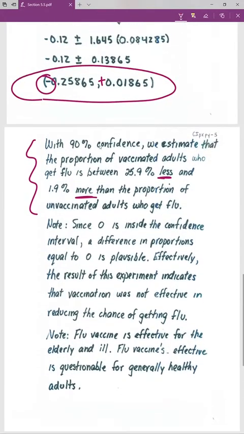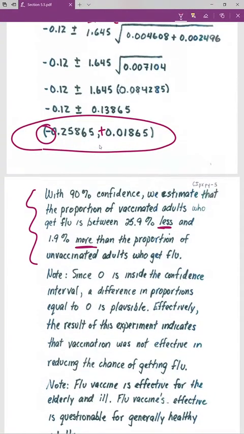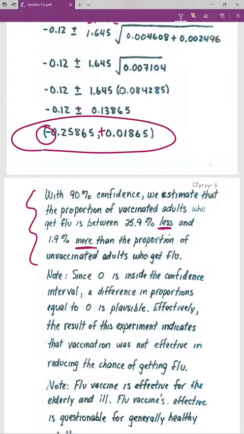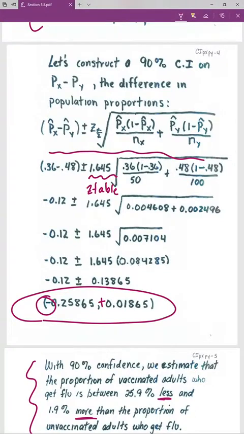One little thing as we're talking about our 0 being inside the confidence interval: probably next week, we're going to start talking about hypothesis testing. And with hypothesis testing, a lot of it would be asking questions like, is getting the flu vaccine effective? One way to do it is to construct a hypothesis test. The other way would be to construct a confidence interval like we did. And if our confidence interval includes 0, that would lead us to a conclusion that the flu vaccine was not effective, or at least not significantly effective.